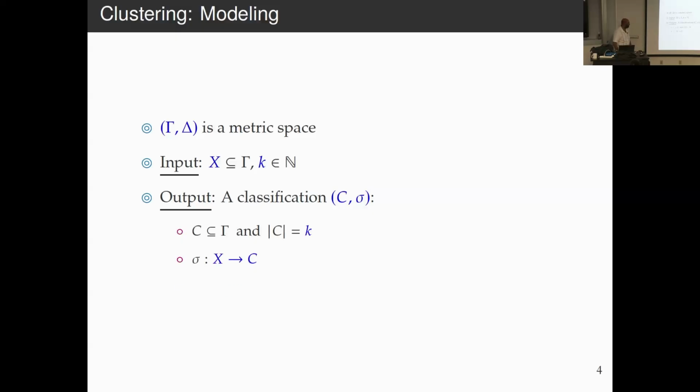And what do we want in the end? We want sigma to be good. Good is a very subjective thing, but it can be formalized. So this is roughly what a clustering problem would look like, at least center based. And this is what is called the continuous version, because you could pick your k centers from anywhere in the metric space.